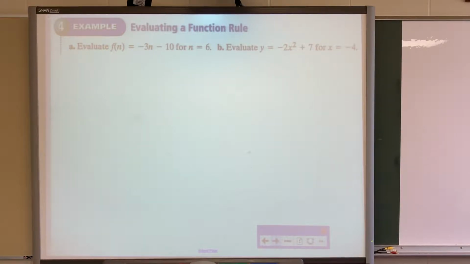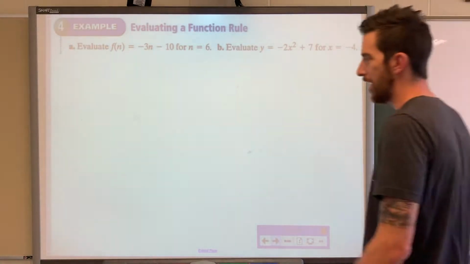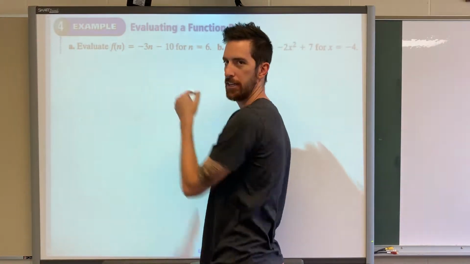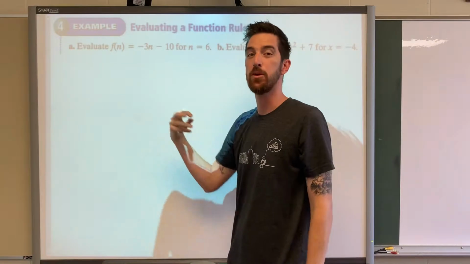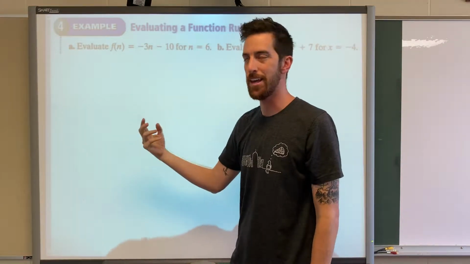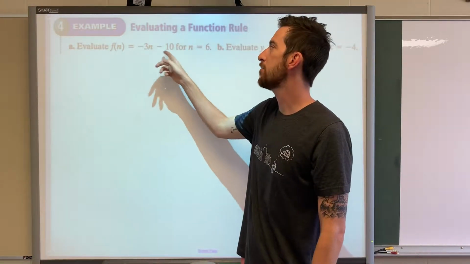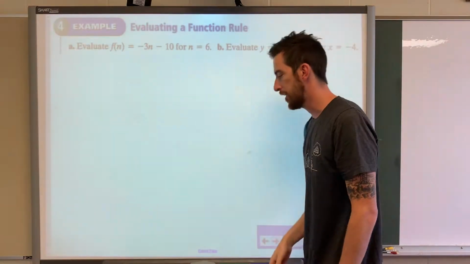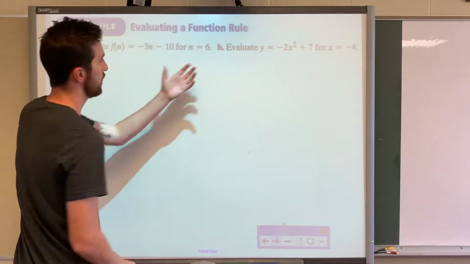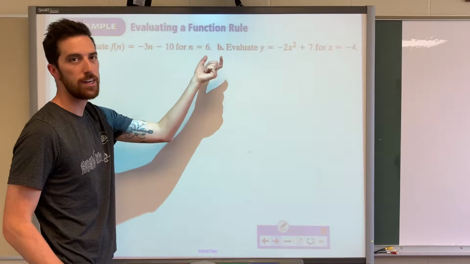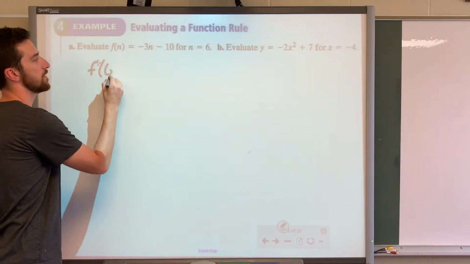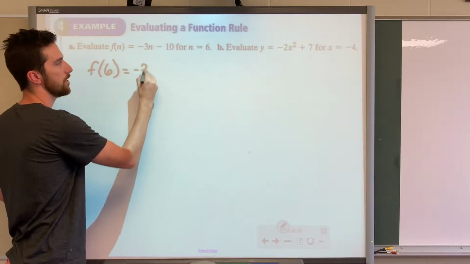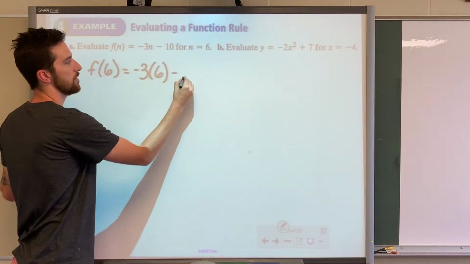Now we're going to evaluate function rules. So f of n, that's what that indicates. F of n, we're saying a function of n, which means we're going to be putting in our numbers for n. f of n equals negative 3n minus 10 for n equals 6. So we're going to put in 6. We're going to substitute that in everywhere we see an n. So it'll look like this. F of 6 equals negative 3 times 6 minus 10.